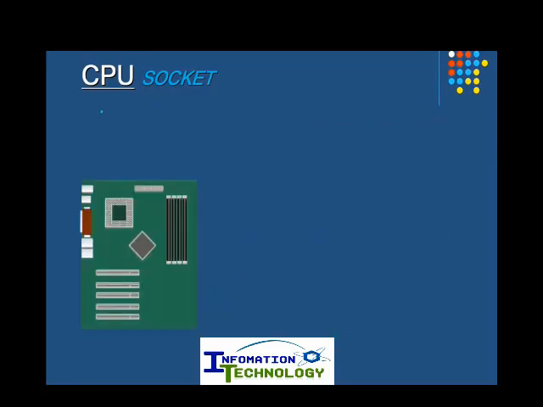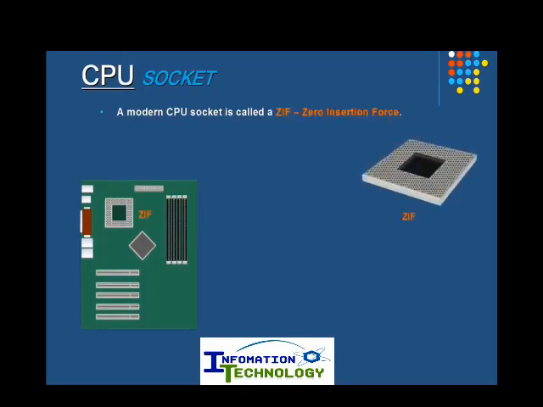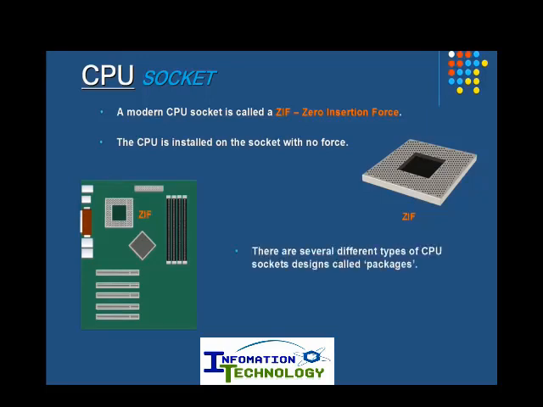Modern CPU sockets are called ZIFs, which stands for Zero Insertion Force, which basically means that the CPU is installed in the socket with no force. It just drops in the socket easily. There are different types of CPU socket designs called packages. One of the most common types of these packages is the PGA, or Pin Grid Array. The PGA package is a typical square ZIF socket design with holes and a lockdown lever as stated previously.